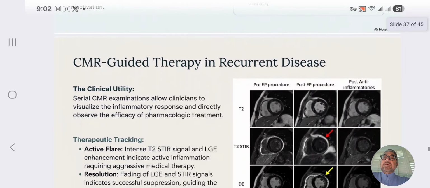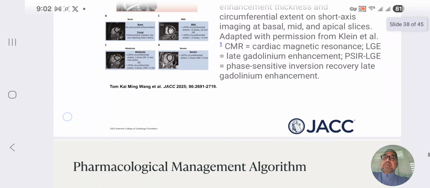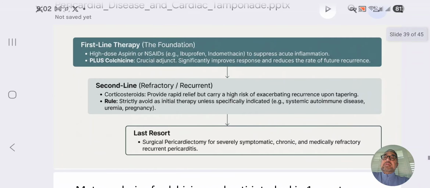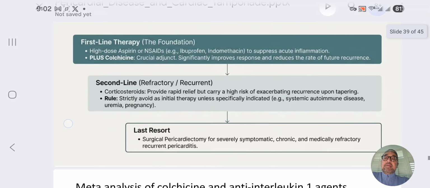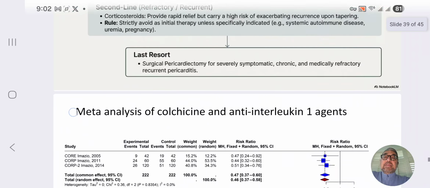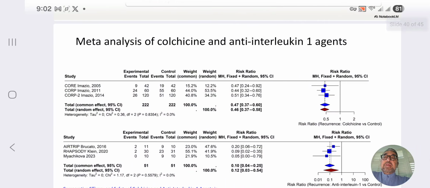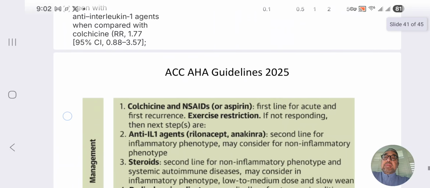The treatment of pericarditis involves first line treatment with NSAIDs with colchicine. Second line for recurrent pericarditis would be corticosteroids, and then interleukin 1 agents. Interleukin 1 agents were found to be effective, though they have more side effects.